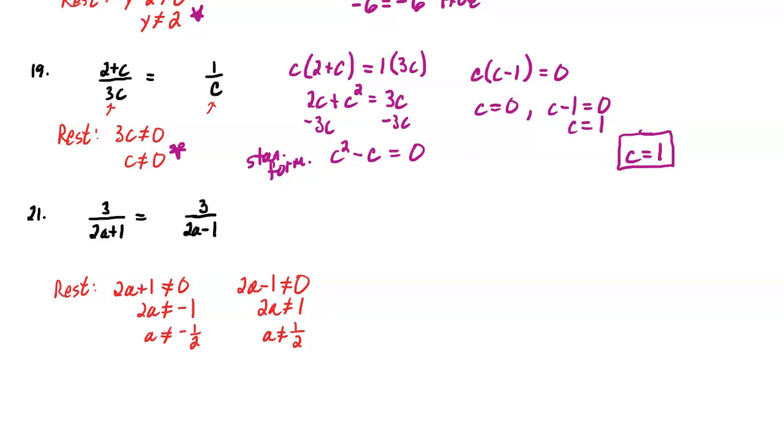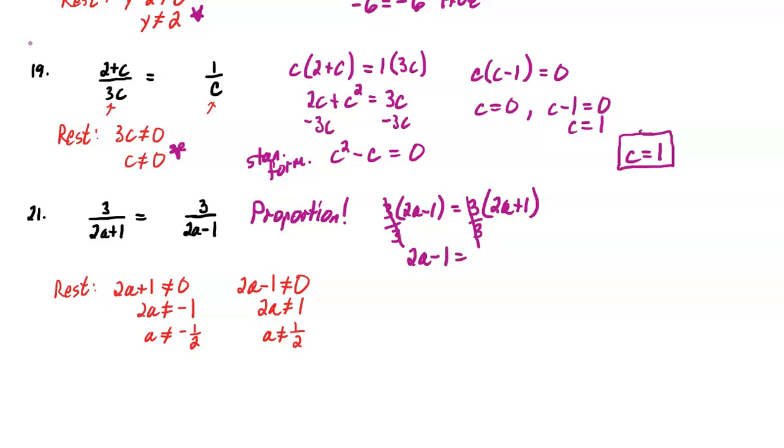Now let's solve the equation, which once again is a proportion. Not all equations are proportions, but when they are, you can use the method called cross multiplying. So 3 times 2a minus 1 is equal to 3 times 2a plus 1. Now you could do some distributive property here, or you could even notice that you can divide both sides by 3. The further you get in algebra, the more techniques you have available to you.